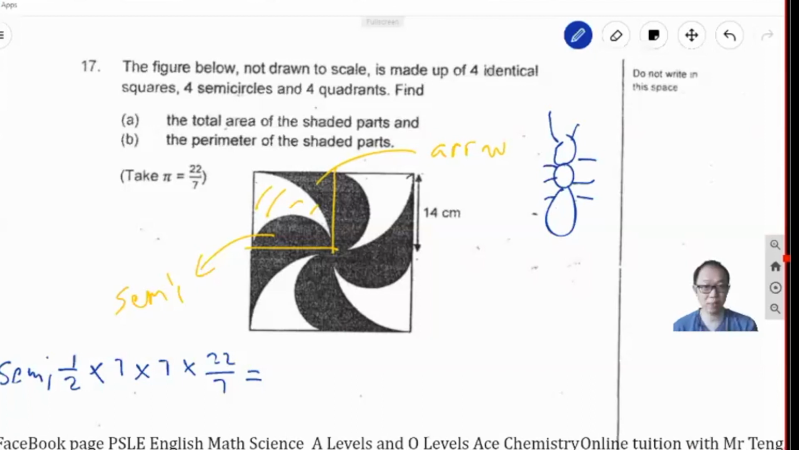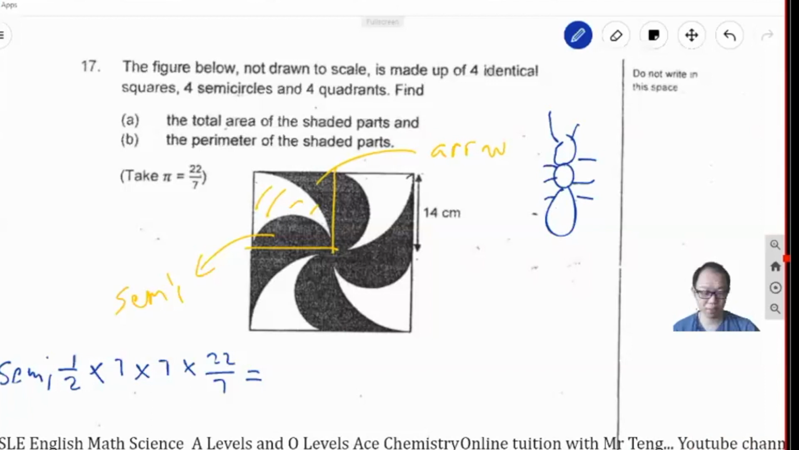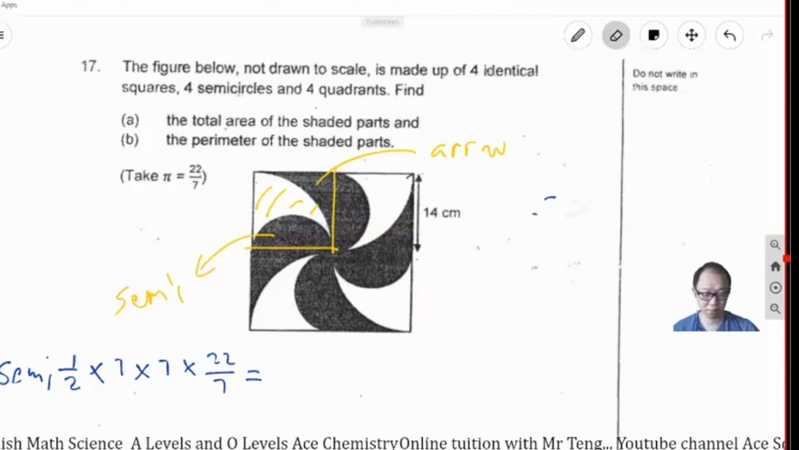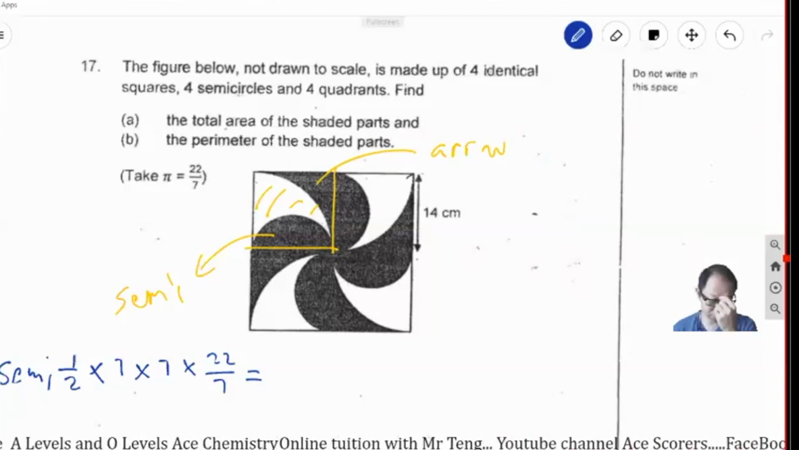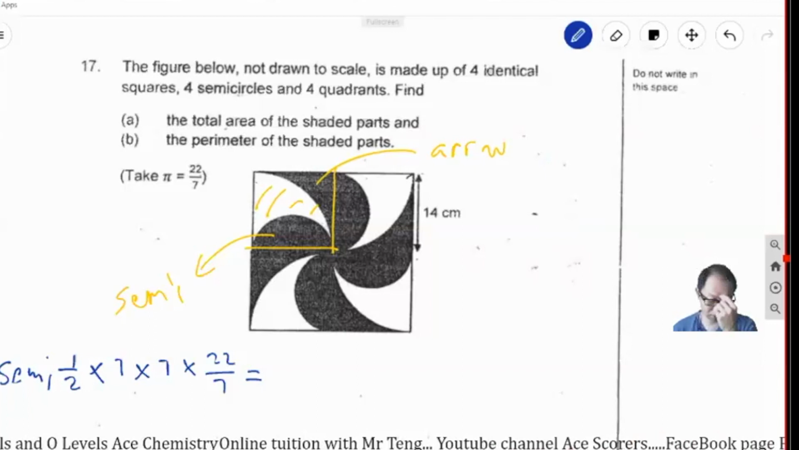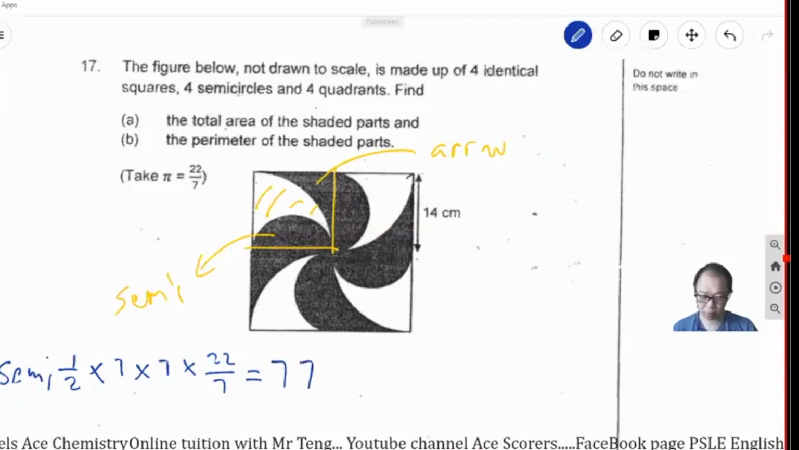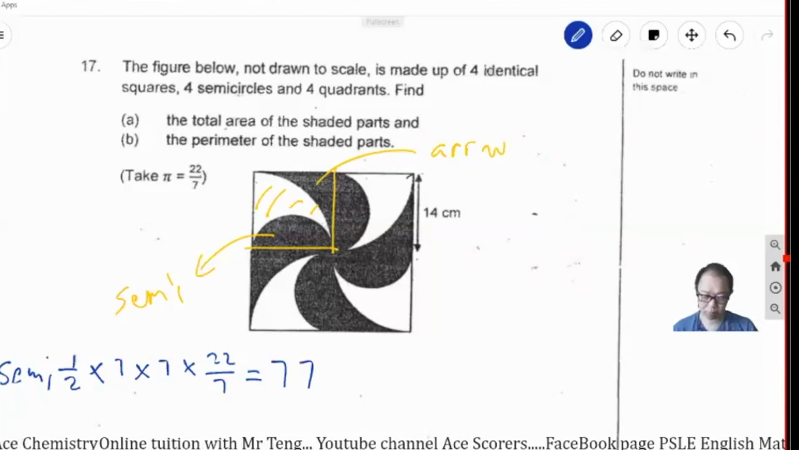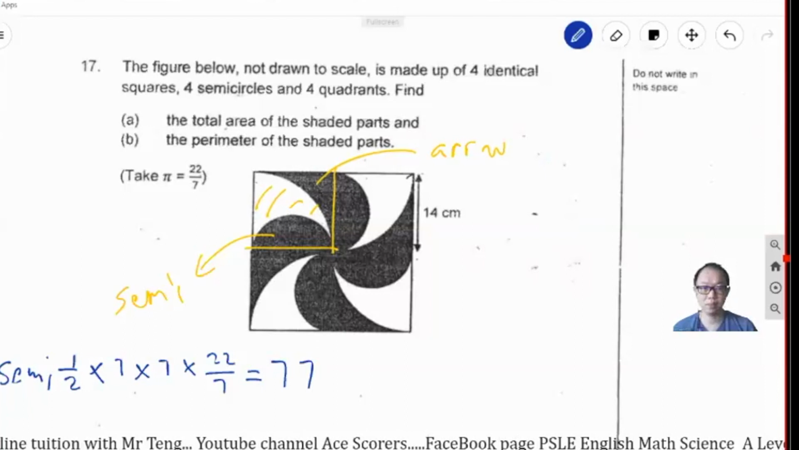Okay, so arrowhead. So I got a negative number. That is absolutely wrong, it can't be a negative number. Okay, so half times 7 times 7, 7 times 11, 77. So the semicircle is 77. Then how about the arrowhead?